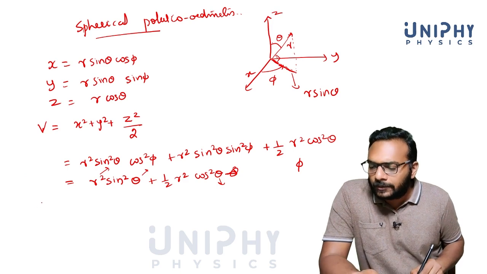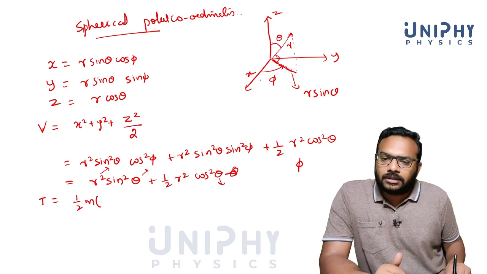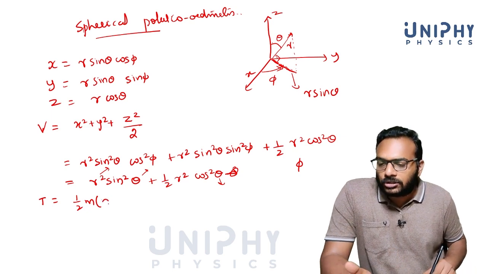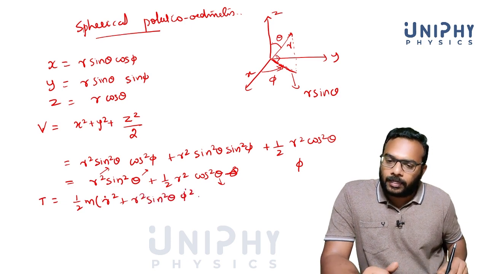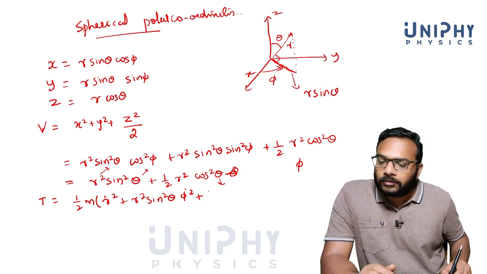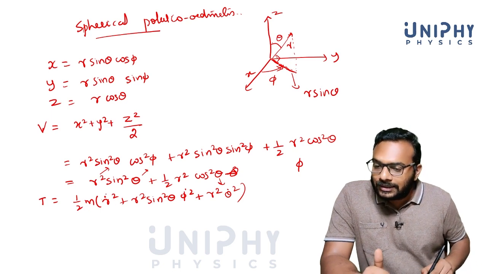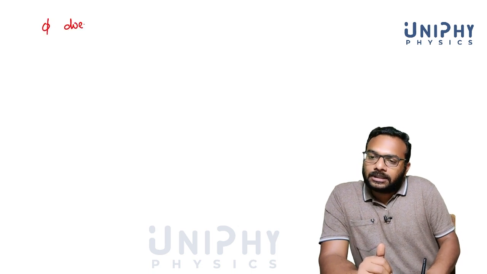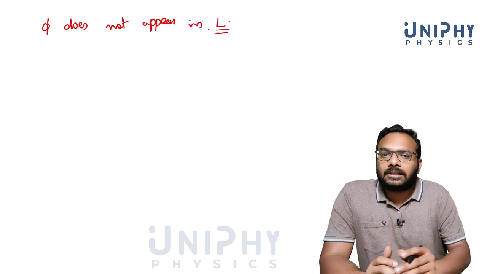You can also look at the kinetic energy. T is equal to half m times the velocity squared. The velocity corresponding to phi dot is r sine theta phi dot, for r it's r dot, so it's r square sine square theta phi dot square, plus r square theta dot square. So that's the kinetic energy. You see that also in the kinetic energy, phi does not appear. So we can say that phi does not appear in the Lagrangian.